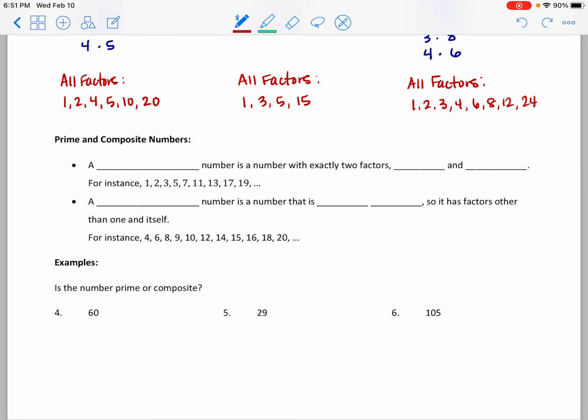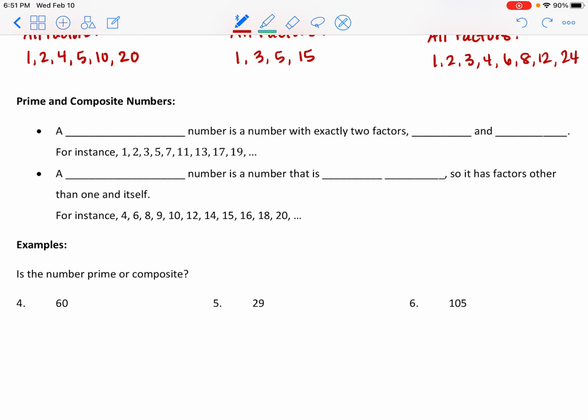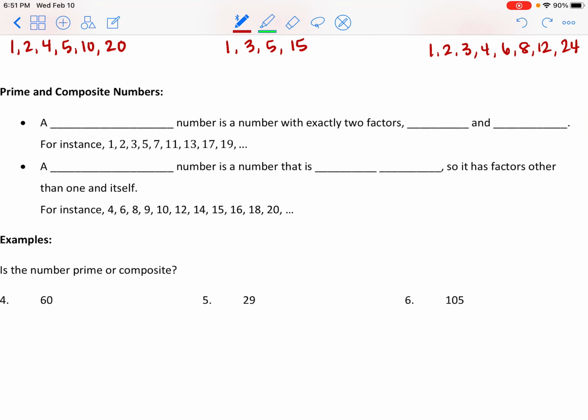So a prime number is a number with exactly two factors. A prime number, again, has exactly two factors, and the only two factors will have to be the number one and itself. So a number is prime if it is only divisible by 1 and itself, or its only factors are 1 and itself, okay?